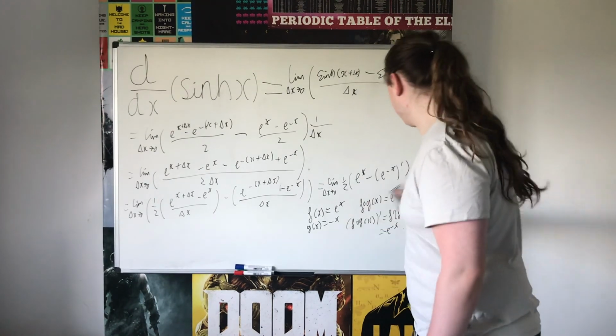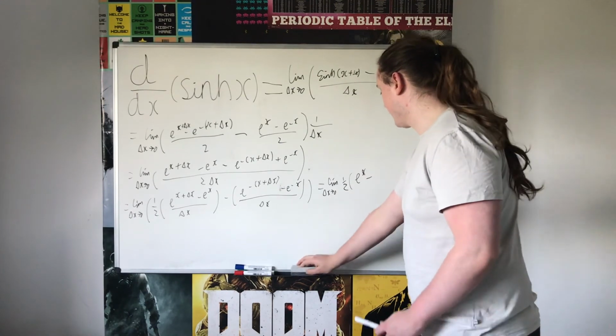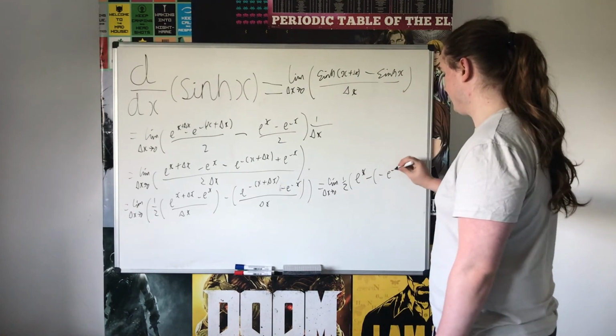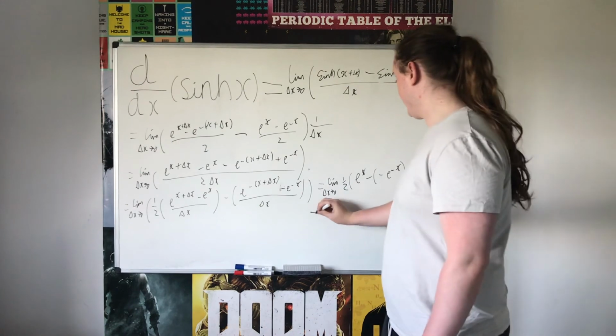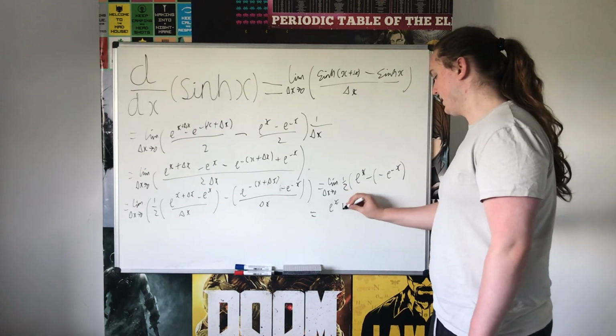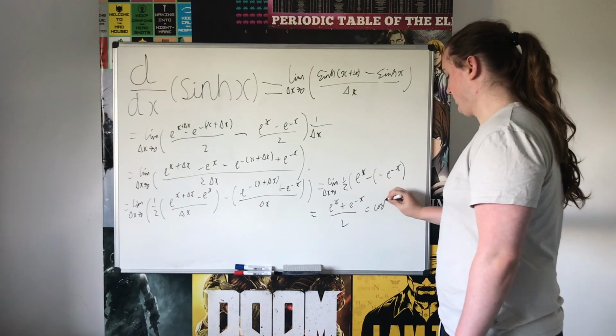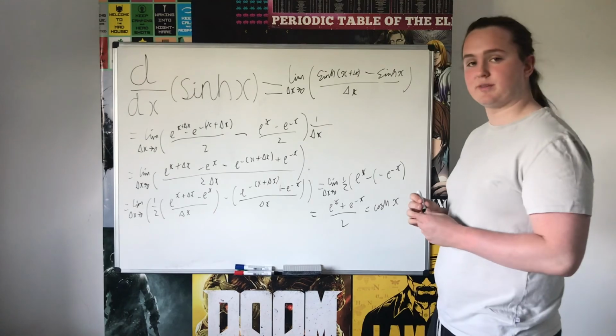So that means this will become minus e to the minus x. And now because we have no more terms in delta x, we can just write this as e to the x plus e to the minus x over 2, which is cosh of x, and we're done.